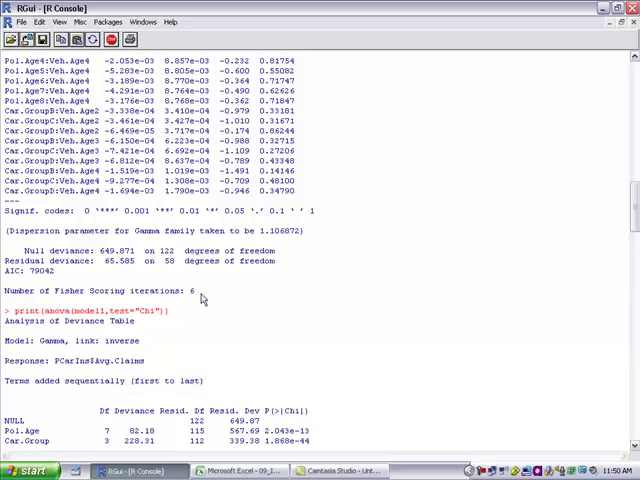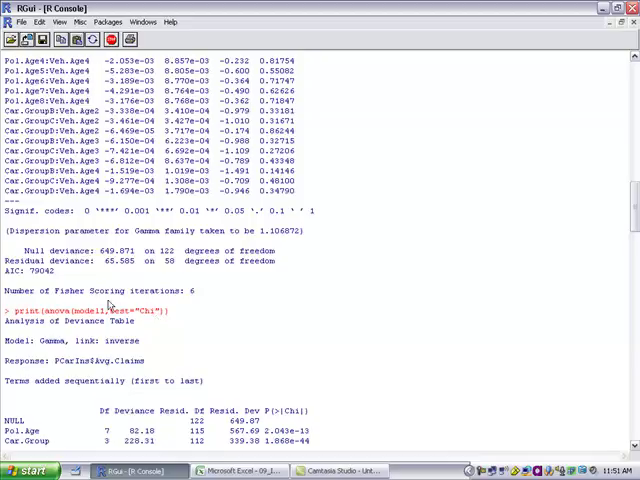Then you have the number of Fisher scoring iterations. This is just an information about the estimation of the parameters. Of course, you need to use numerical methods to estimate all the parameters, and this tells you how many iterations the R has needed to come up with these estimations. So you shouldn't really worry about that unless it's very high. If you have, I don't know, 224 there, it means that the program needed a lot of iterations to estimate the parameters, and probably it means that the program is too complicated and you should not put too much confidence on the estimation of the parameters.